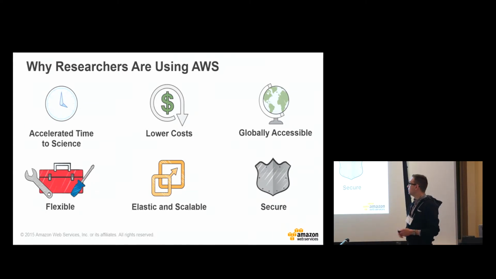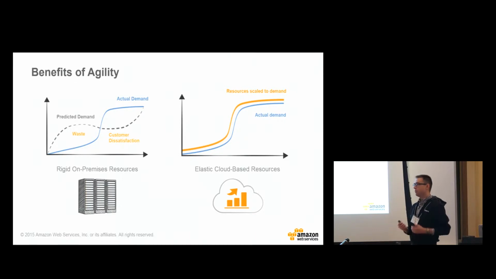So just talking about some of the time to science reasons, one of the great reasons customers choose AWS is to get the agility. If you have an on-premise resource, it's difficult to keep that at optimal capacity. At any given time it tends to be undersubscribed or oversubscribed. With AWS, each research group can have their own account.